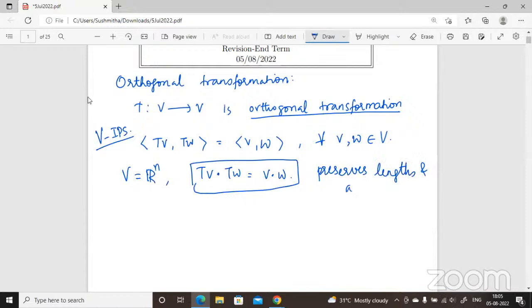Ma'am, for orthogonal transformation, we'll mainly be focusing on the dot product for the inner product, right? Yeah, if the inner product space is Rn. In whatever examples we have discussed, it has always been Rn with the dot product.